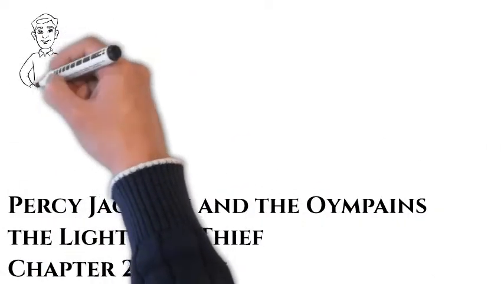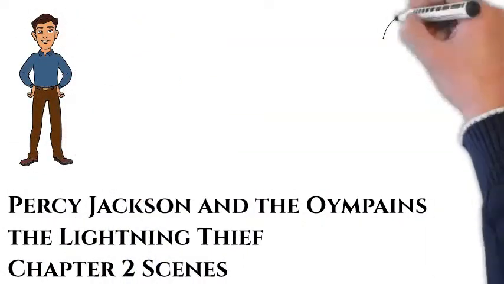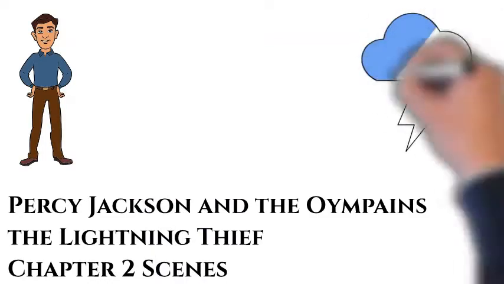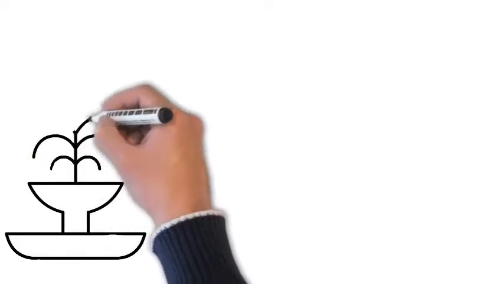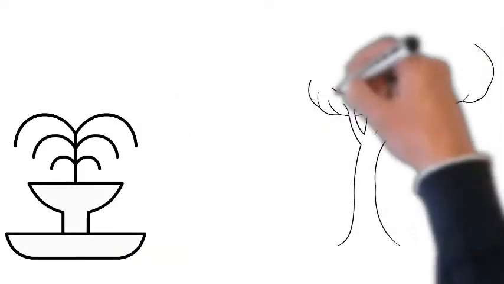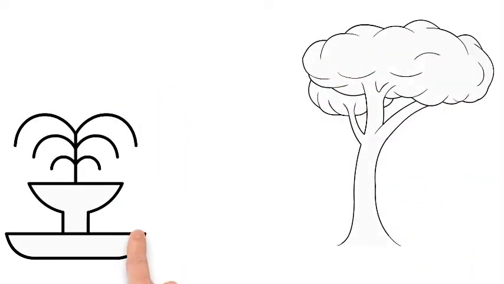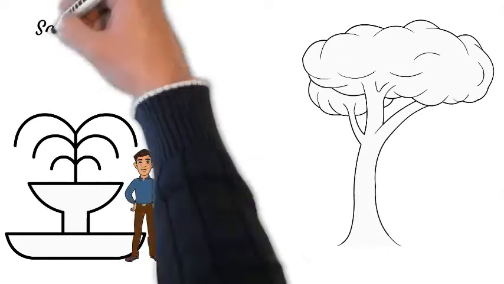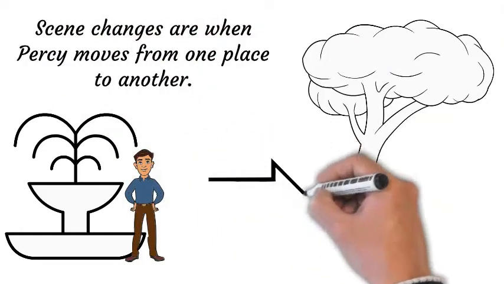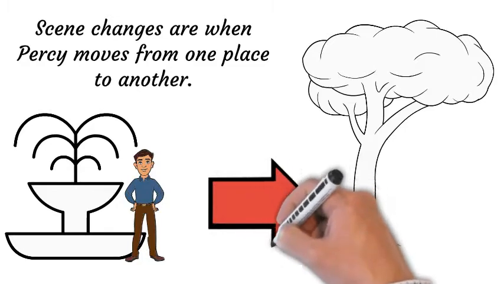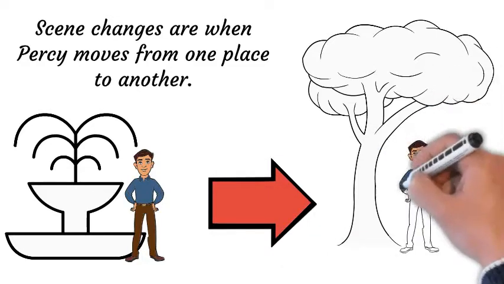Today we're going to go over Percy Jackson and the Olympians, The Lightning Thief, Chapter 2 scenes. So we've already talked about scene changes before. And scene changes are going to be when Percy Jackson moves from one setting to a completely different setting, or one place to a completely different place.